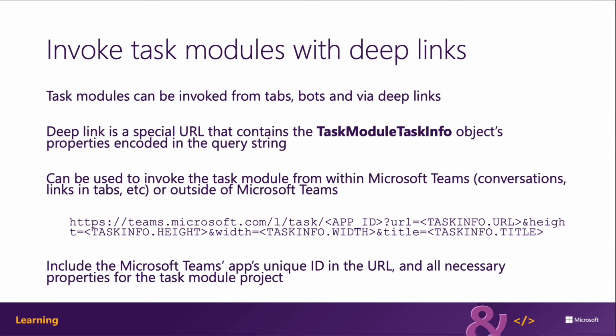The app ID is the ID of the custom Microsoft Teams app. The app ID, which is a GUID, can be found in the app's manifest.json file. The taskinfo properties, like URL, height, width, and title, these additional properties on the query string of the URL map to the specific properties in the task info object that I covered previously in these videos. The deep link can be used from anywhere in your application, including in conversations with Microsoft Teams channels, or even in an external application, such as in an email that someone receives as a notification.